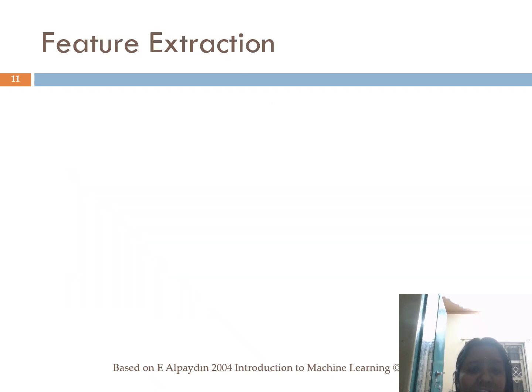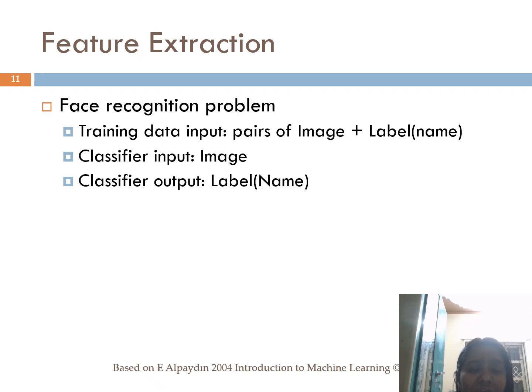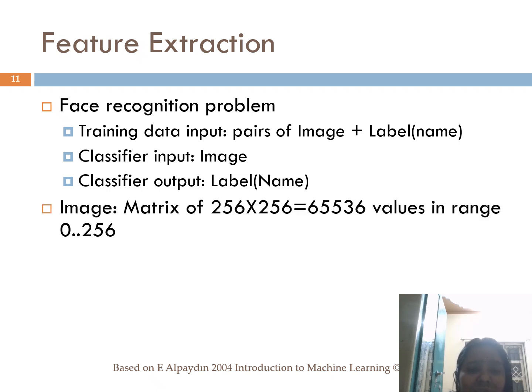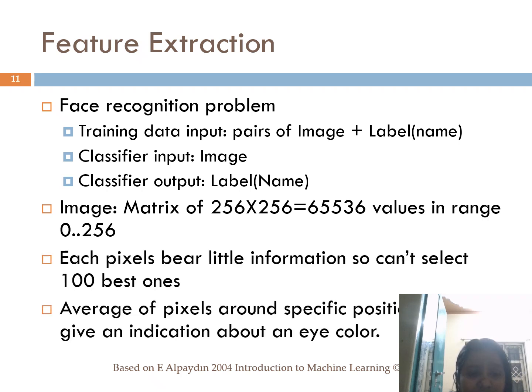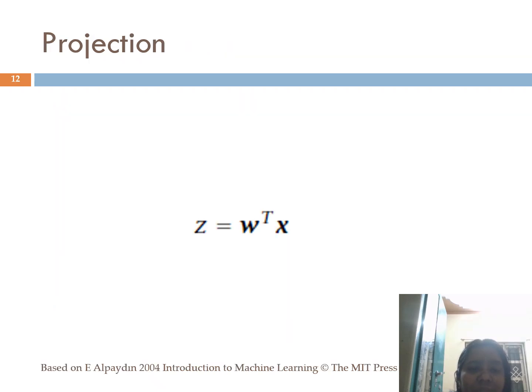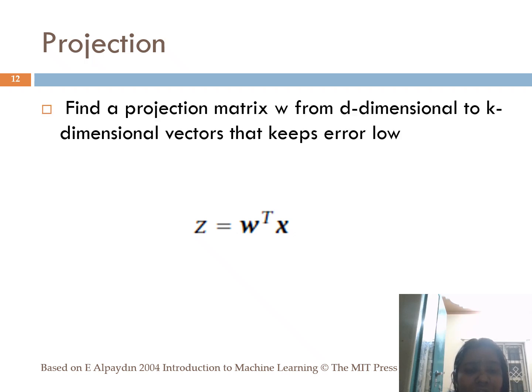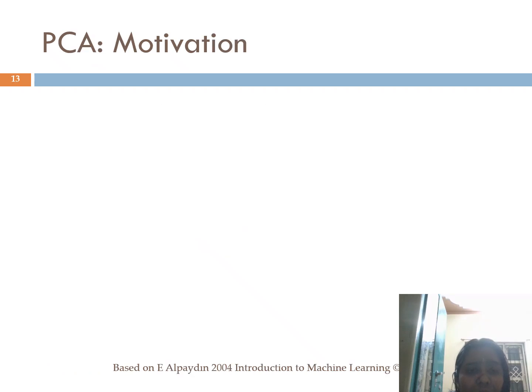Feature extraction is also used for recognition problems, training on input data with labels, with the classifier taking an input image and giving a label name as output. Here we have a matrix of 256 by 256 values. Each pixel bears little information, so we cannot select the 100 best ones. The average of pixels around specific positions gives an indication about eye color. We have the projection z equals W transpose x. We find the projection matrix W from d-dimensional to k-dimensional vectors that keeps the error low.